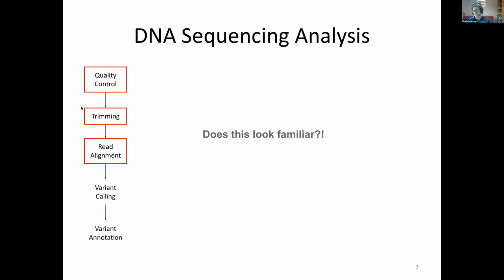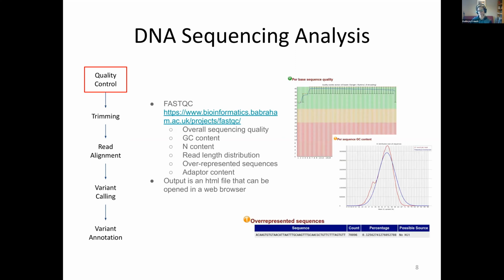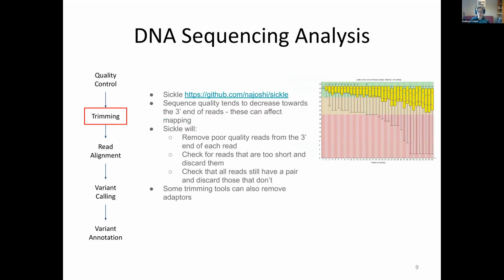I've left them in this slide deck so that if you're coming back to this and you're interested in variant calling, you don't have to go and find the other slides as well. But I'm just going to skip through them very quickly so that we can get on to actually doing some exercises here. So quality control, exactly the same as before using FastQC.